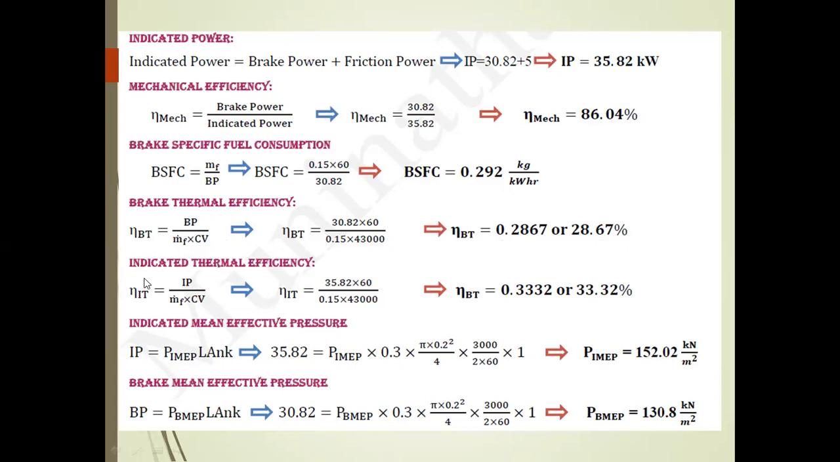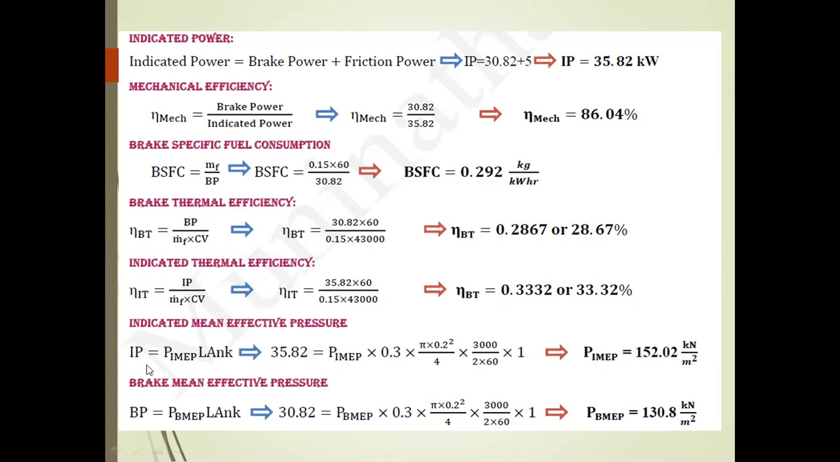So next, the indicator thermal efficiency. The indicator thermal efficiency is the ratio of indicator power divided by the mass of the fuel into calorific value. So we can apply all the data. Finally we get the indicator thermal efficiency 33.32%. So next we can find out the indicator mean effective pressure.